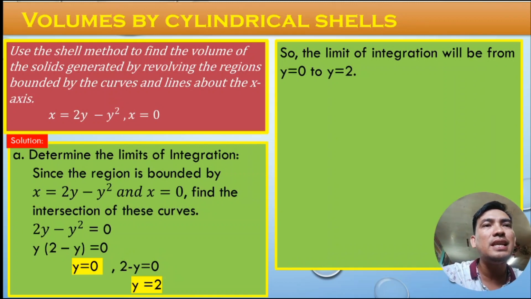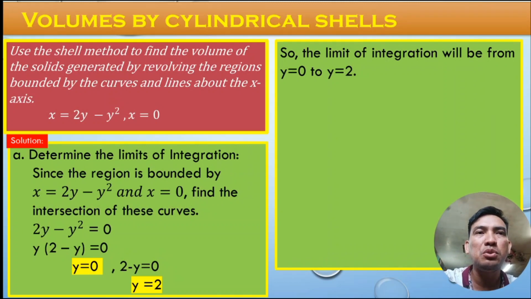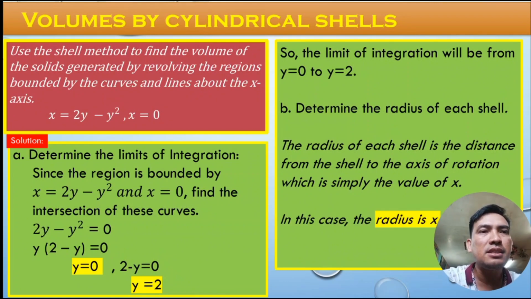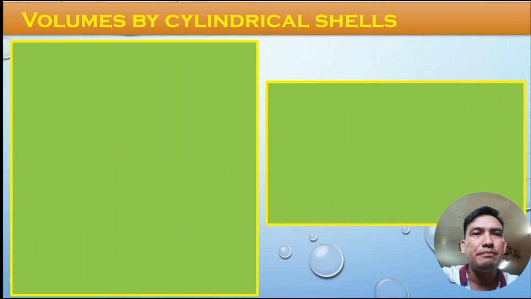So since the limit of integration will be from 0 to 2, we can then determine the radius of each shell. The radius of each shell is the distance from the shell to the axis of rotation, which is simply the value of x. So in this case, we have radius is x.